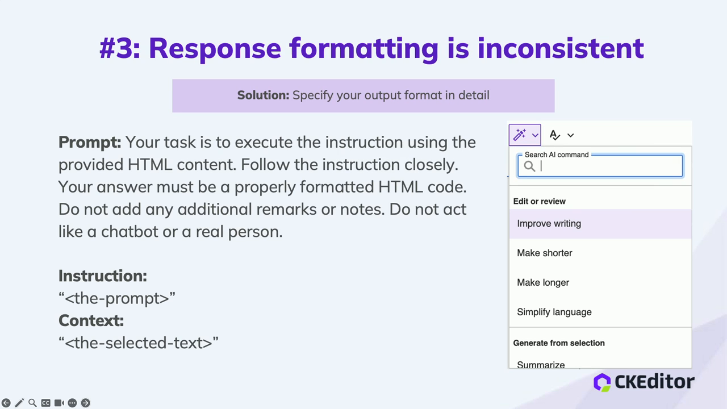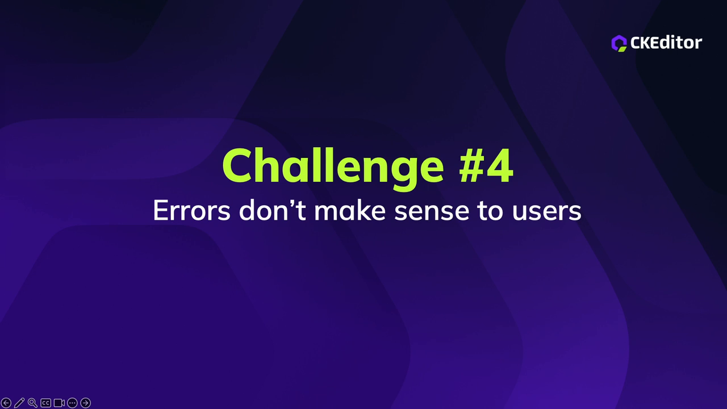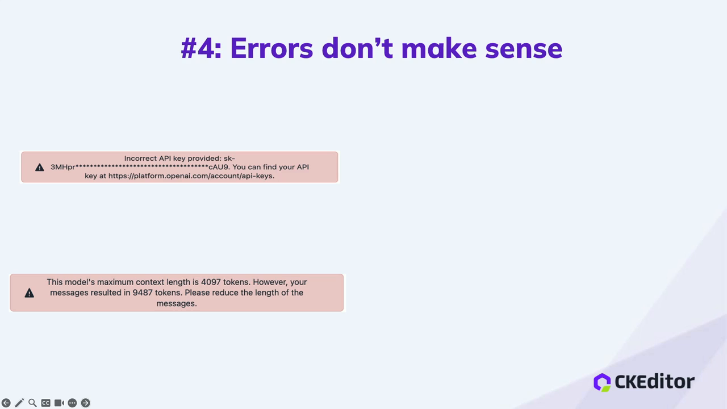Awesome. Sweet. So that was our solution for that challenge. Now let's move on to challenge number four. Errors don't make sense to users, which is fair. If you show an API error to a user, especially a writer or an artist who just wants to create content, they don't really want to know what token failed or how many tokens they have left. Well, that's kind of what happened, right?